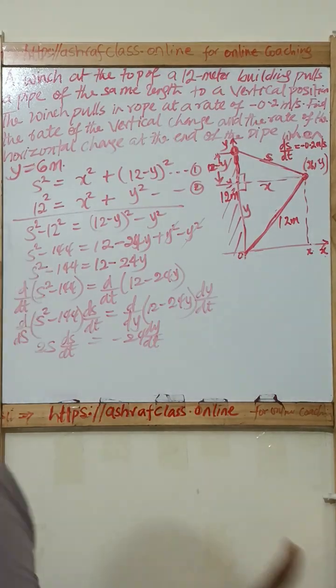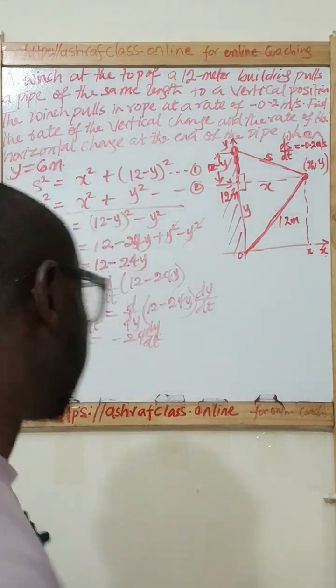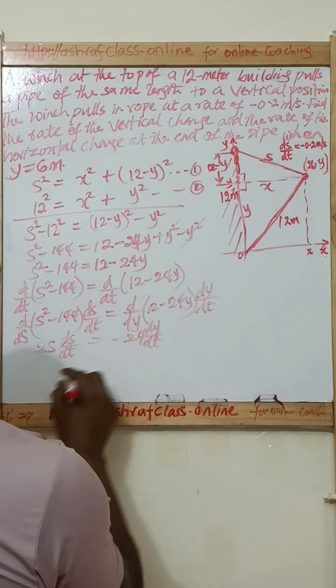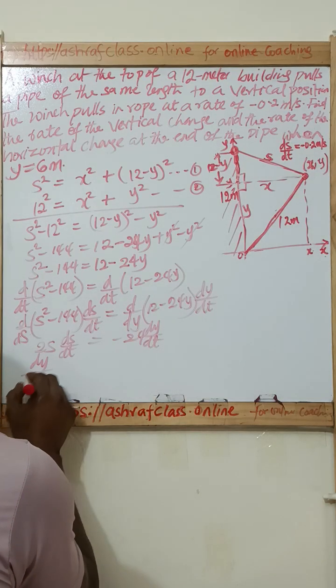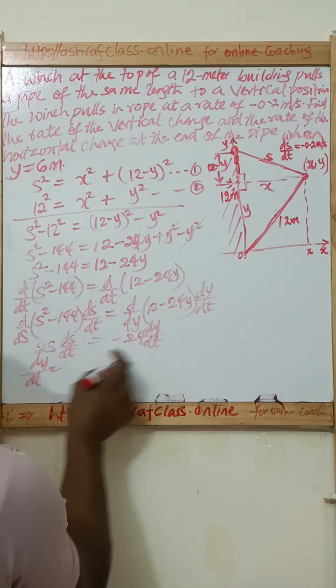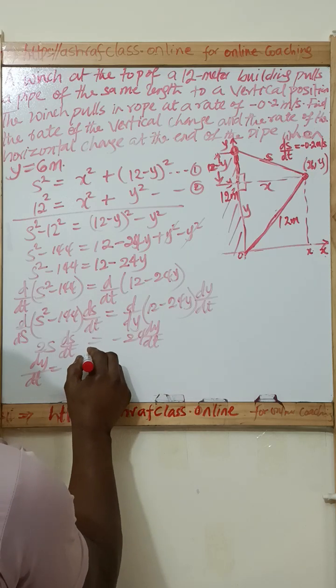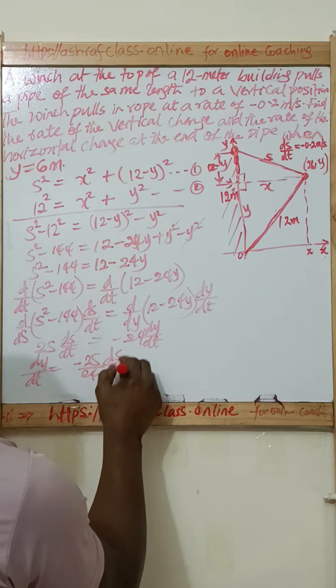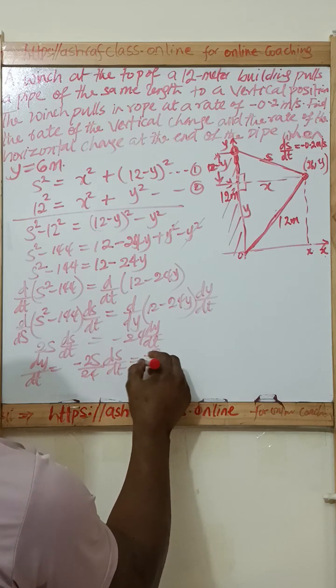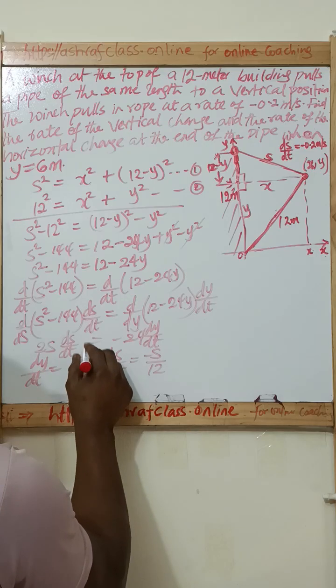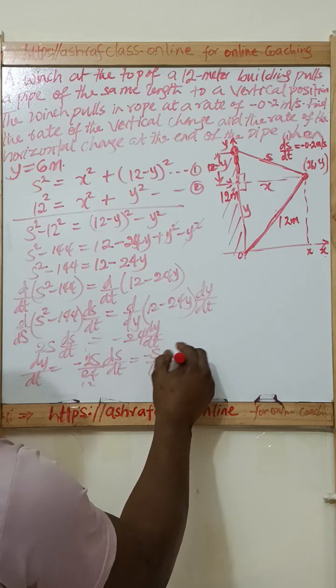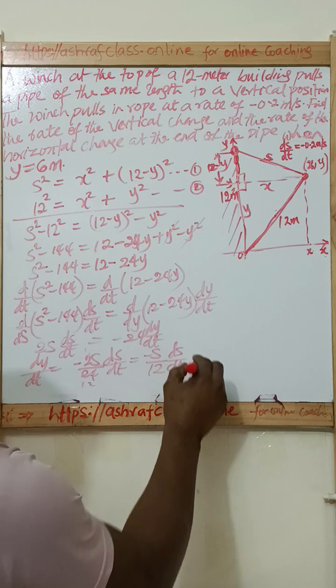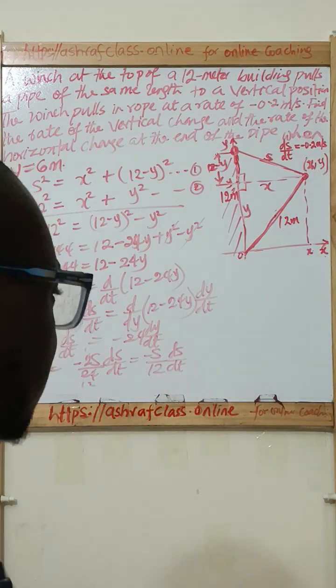What are we looking for? We are looking for dy/dt. So from here, dy/dt is going to be, when this comes down here, minus 2s all over 24, ds/dt. And that will be minus s all over 12: 2 here is 1, 2 here is 12. So dy/dt is minus s all over 12, times ds/dt.